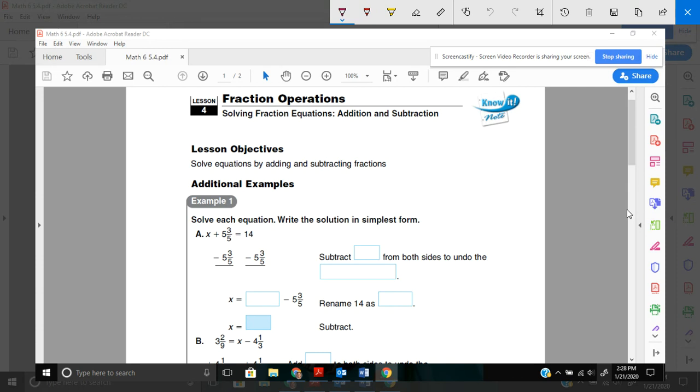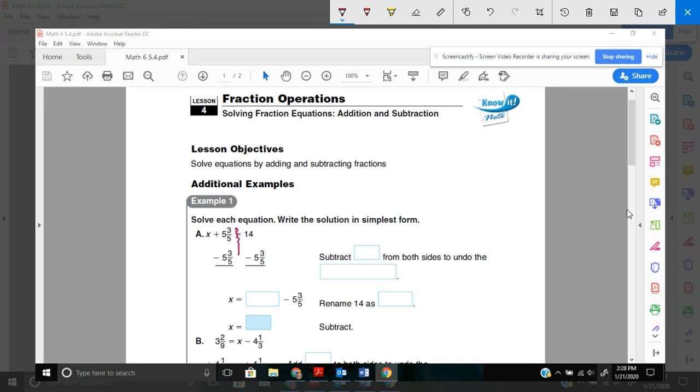It says solve each equation and write the solution in simplest form. I have x plus 3/5 equals 14. So what number, when you add 3/5, gives you a total of 14? Remember, if we split our equation down the middle, at the equal sign, we ask ourselves that question: what is being done to my variable and how do I undo it?